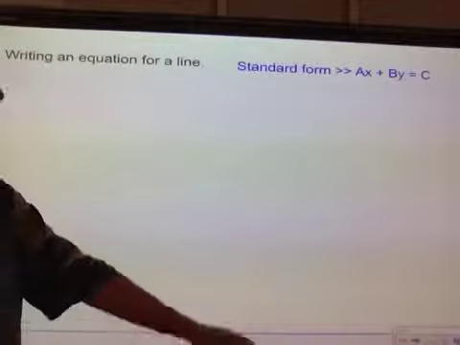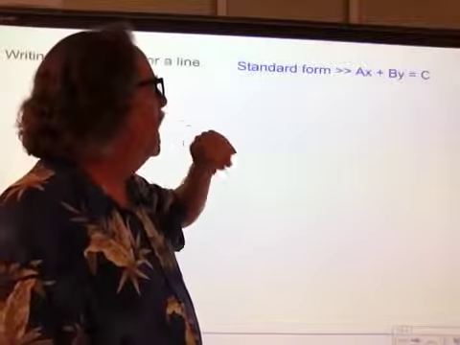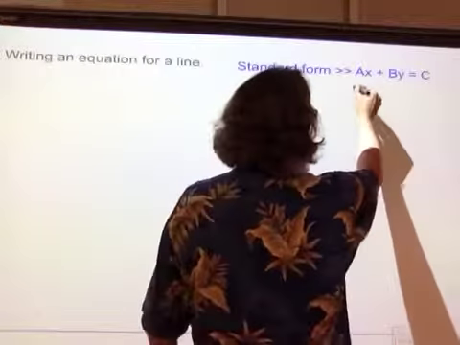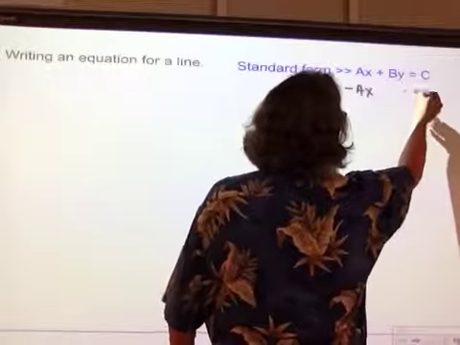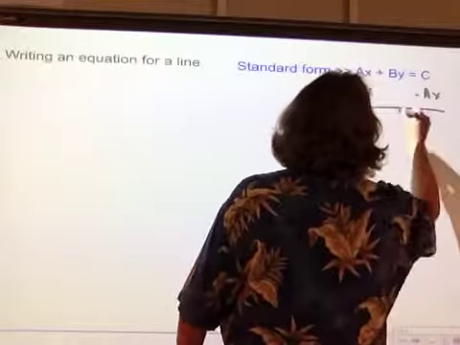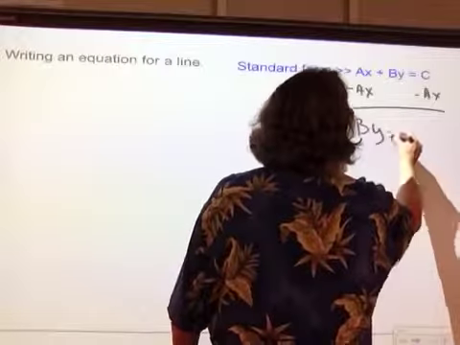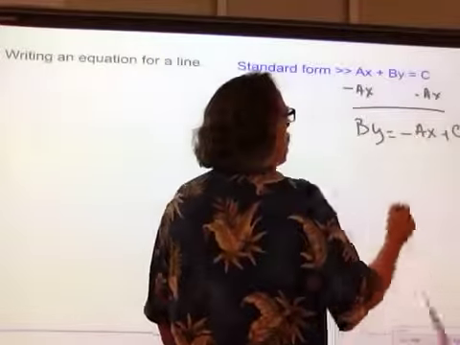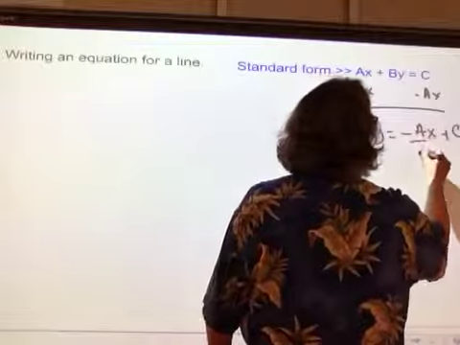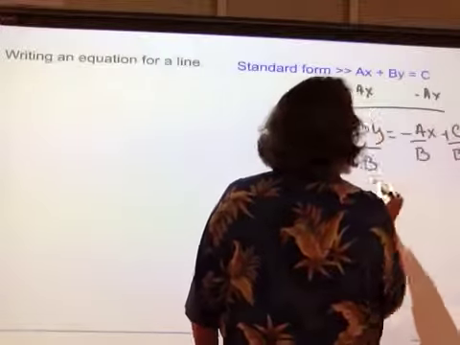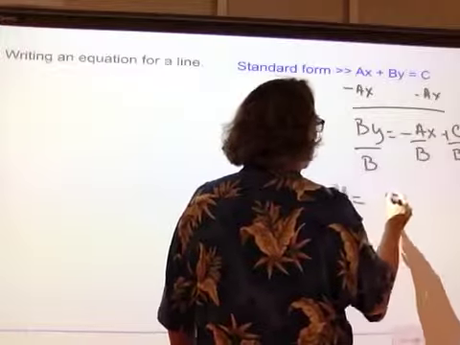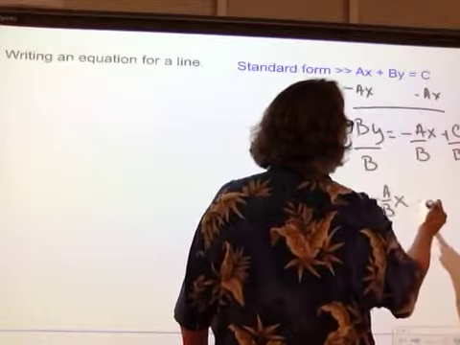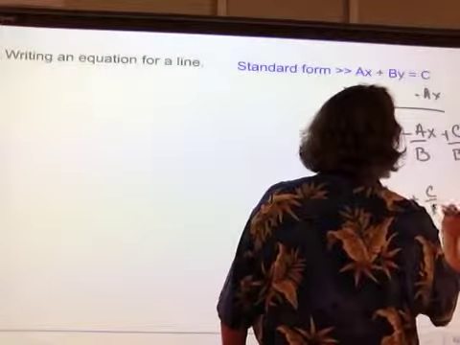Okay, and if we take that equation now, and do a little bit of work with it, if I solve this for y, so if I subtract ax on both sides, now I've got by equals minus ax plus c, and then we divide everybody by b, like so, and we get that y equals the opposite, or minus, of a over b times x plus c over b.